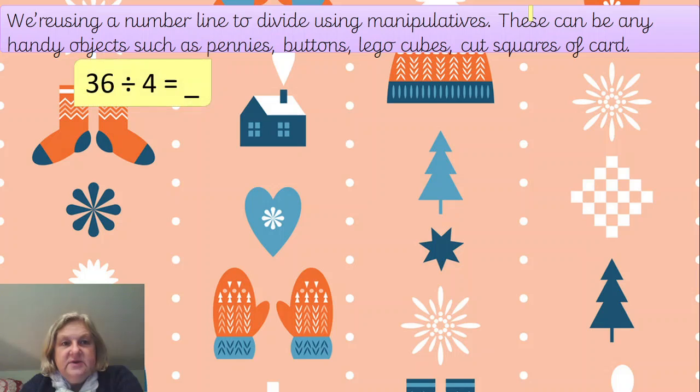And we're going to use a number line to divide using manipulatives. These can be any handy objects today, anything that you've got. We've got pennies. You could use some Lego cubes, something that you can just put down and use with your fingers. You could even get some scrap card and cut out little squares that you could make into a strip and trim them off, and then you can put those down on a number line.